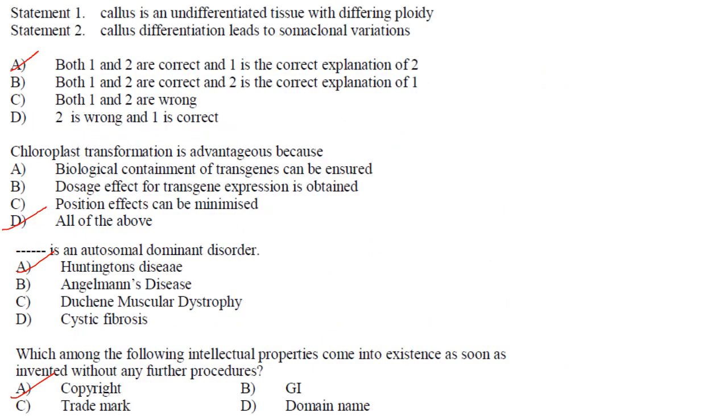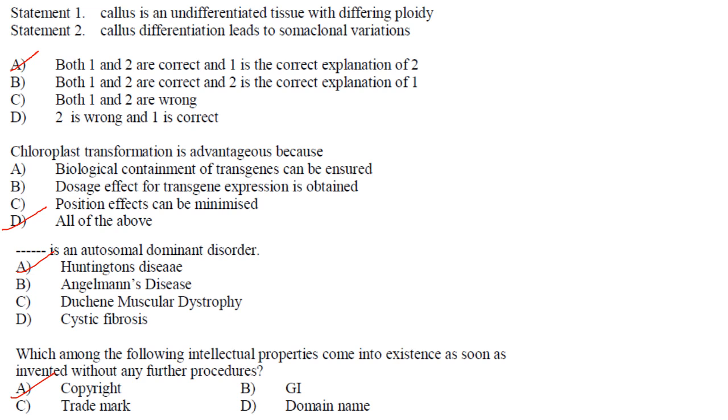Then next one. Callus is an undifferentiated tissue with differing ploidy. Callus differentiation leads to somaclonal variation. So both 1 and 2 are correct, and 1 is the correct explanation of 2. That is also correct, because callus is an undifferentiated tissue with differing ploidy and it can lead to somaclonal variation. So both 1 and 2 are correct and 1 is the correct explanation of 2.